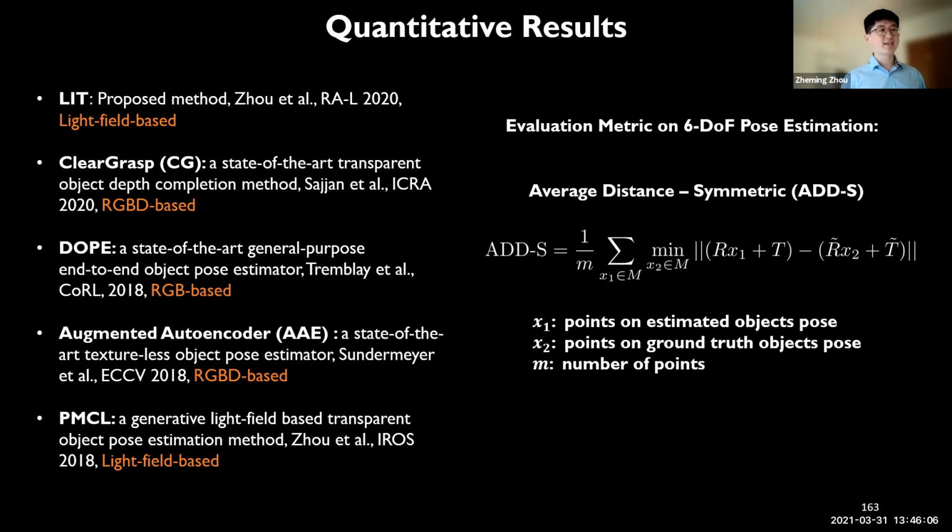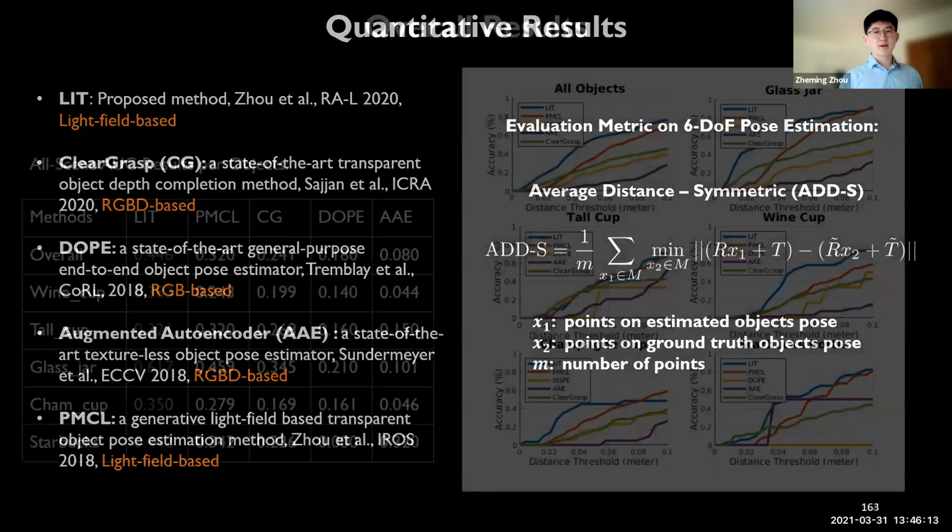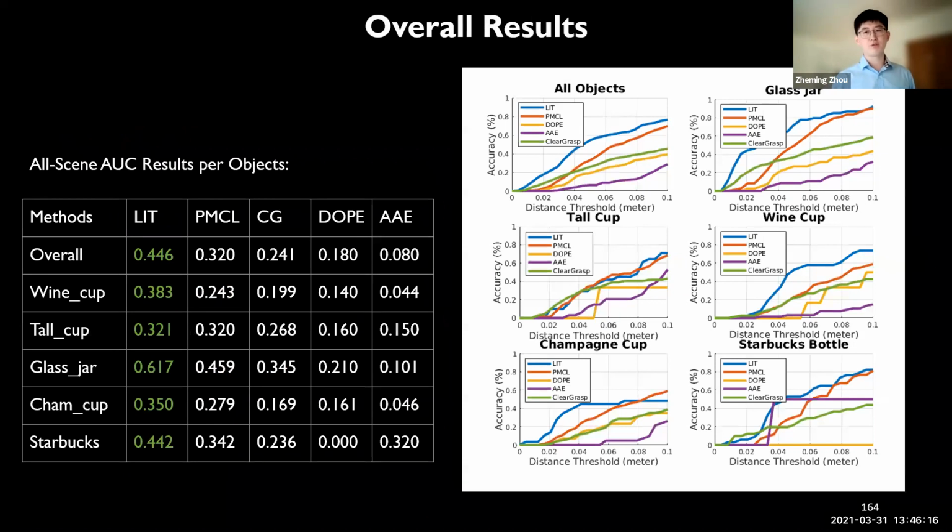We use ADD-S as the evaluation metric, and we use the area under the curve, or AUC, to compare all the methods. In the plots, the x-axis is the distance threshold and the y-axis is accuracy. Basically, it tells you how much percent of the objects are within the accuracy at each distance threshold. We can see that LIT outperforms all other methods for all test objects.